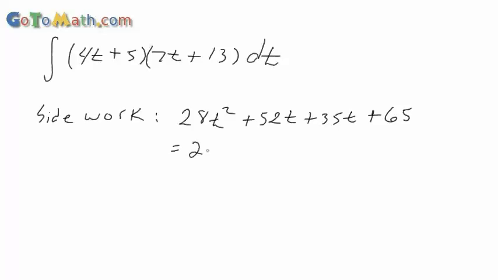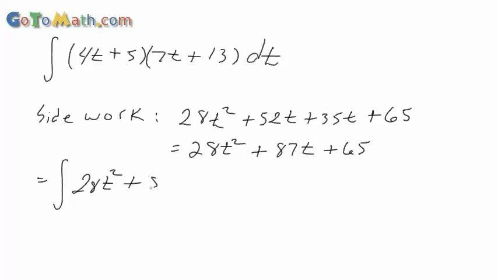So now what we want to do is simplify this thing down, right? So we end up with 87t, 52 plus 35, yeah, right, plus 65. Okay. Now what we're going to do is rewrite that integral: 28t squared plus 87t plus 65, and I'm going to put parentheses around all this, dt.